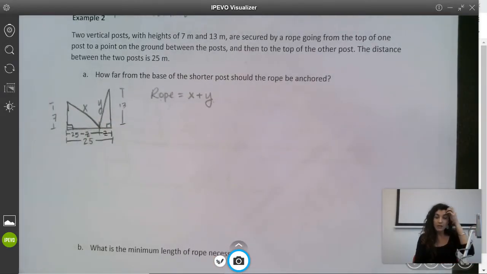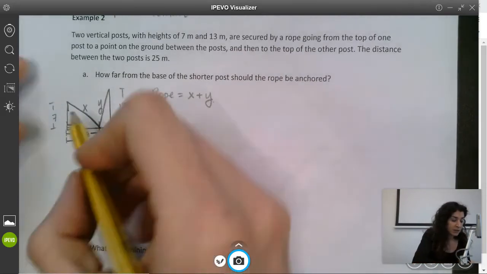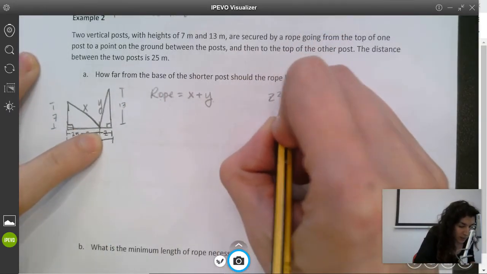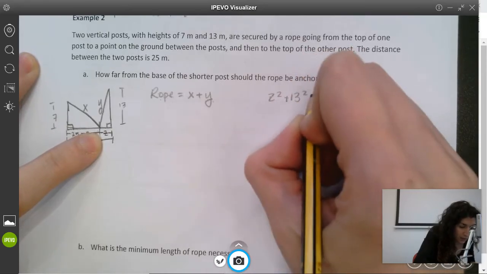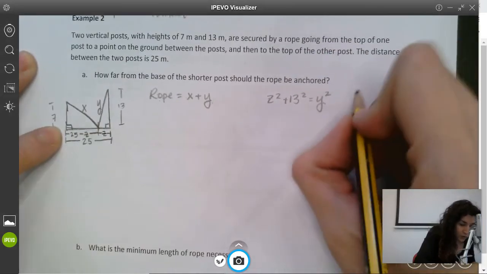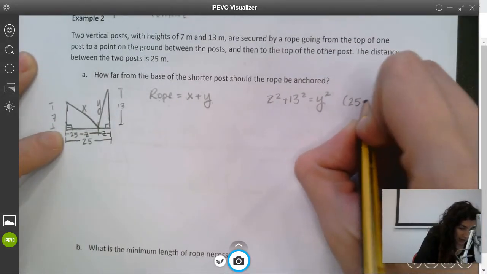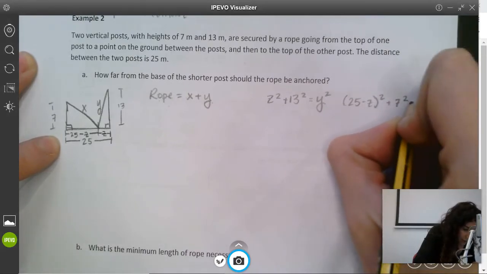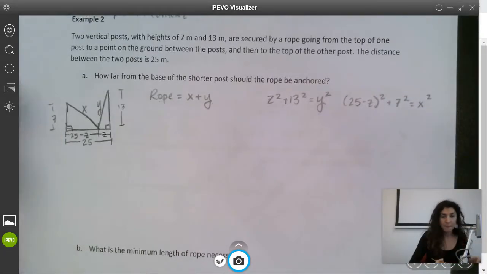So then if I was trying to create relationships, create equations around this situation, I've now got Pythagorean theorem of, let's do Z squared plus 13 squared equals Y squared. I've also got (25 minus Z) squared plus 7 squared equals X squared.